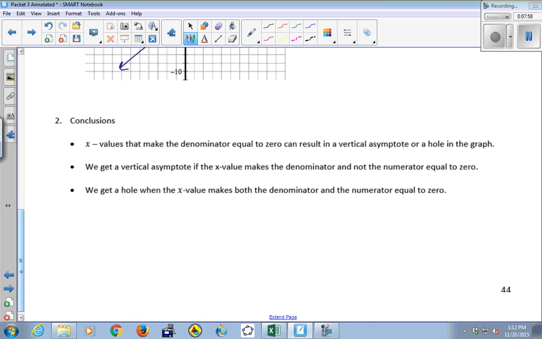So here's our summary. X values that make a denominator equal to 0 can result in either a vertical asymptote or a hole in the graph. Those are two ways you can have the function be undefined at an x value. You get a vertical asymptote if that x value makes the denominator and not the numerator equal to 0. You get a hole if that x value makes both the denominator and the numerator 0. This last scenario happens when you factor and cancel. You get the hole.